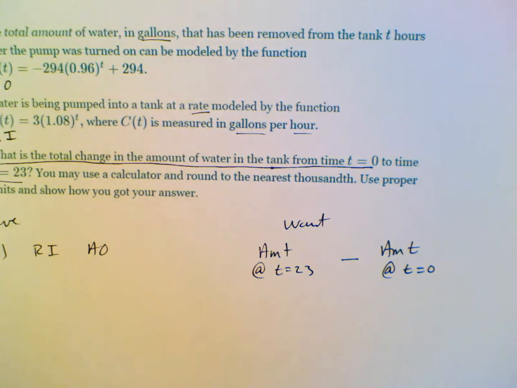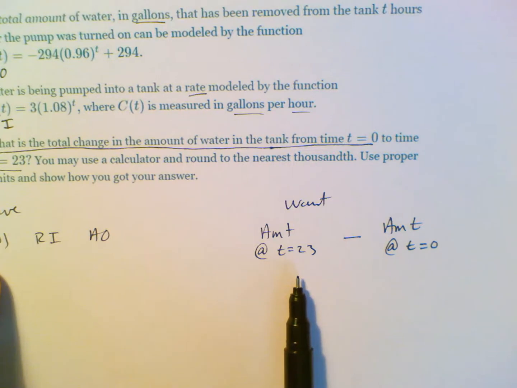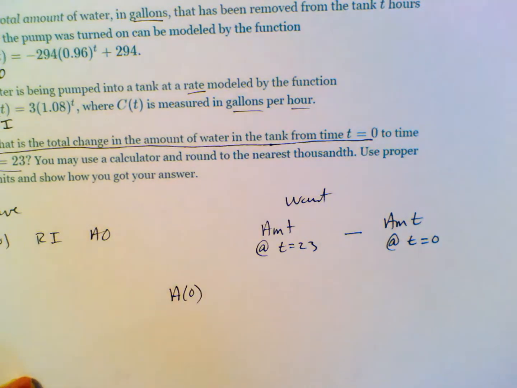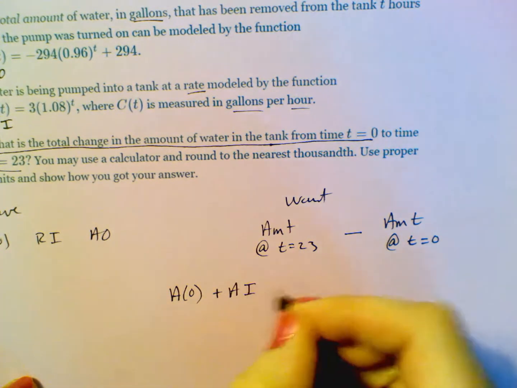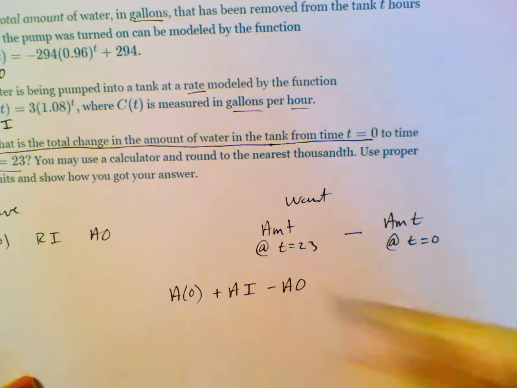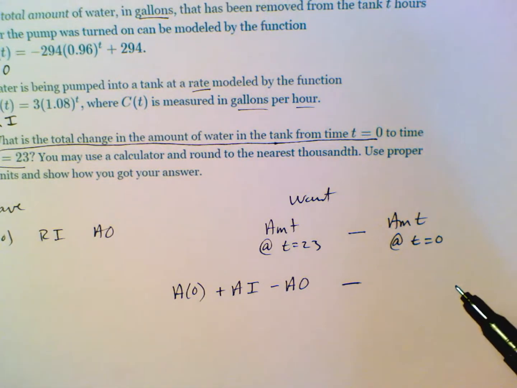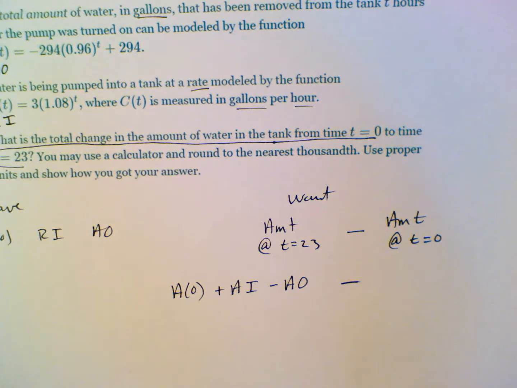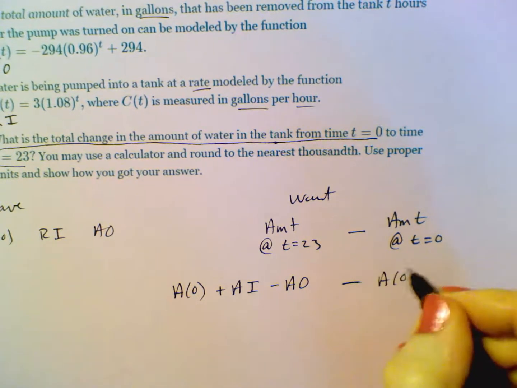Well, the amount at T equals 23, and I want to be thinking of how I'm going to use these things. The amount at T equals 23 is going to be the initial amount plus the amount that has gone in minus the amount that has gone out, right? Minus the amount at T equals 0. Oh, that's the initial amount right there. The amount at T equals 0, that's the initial amount. So that'd be the initial amount again.